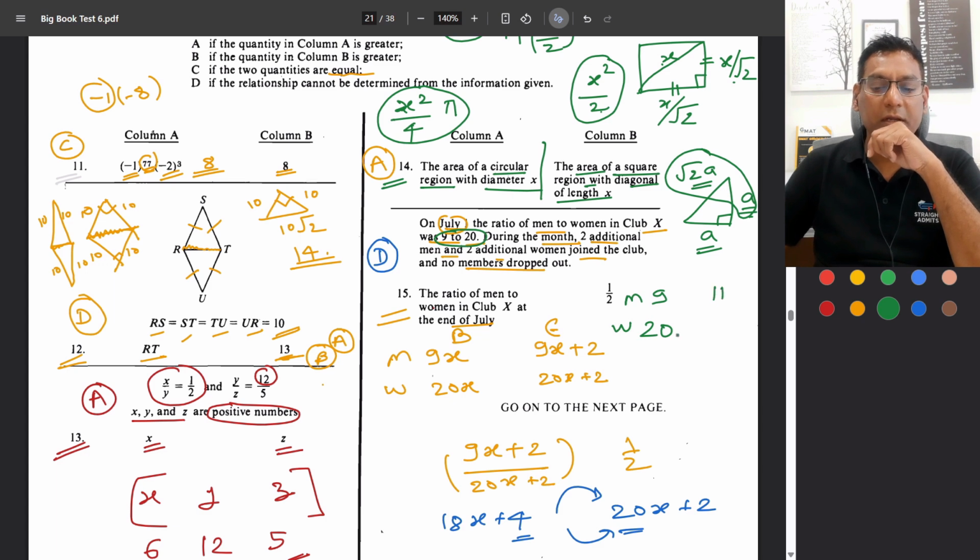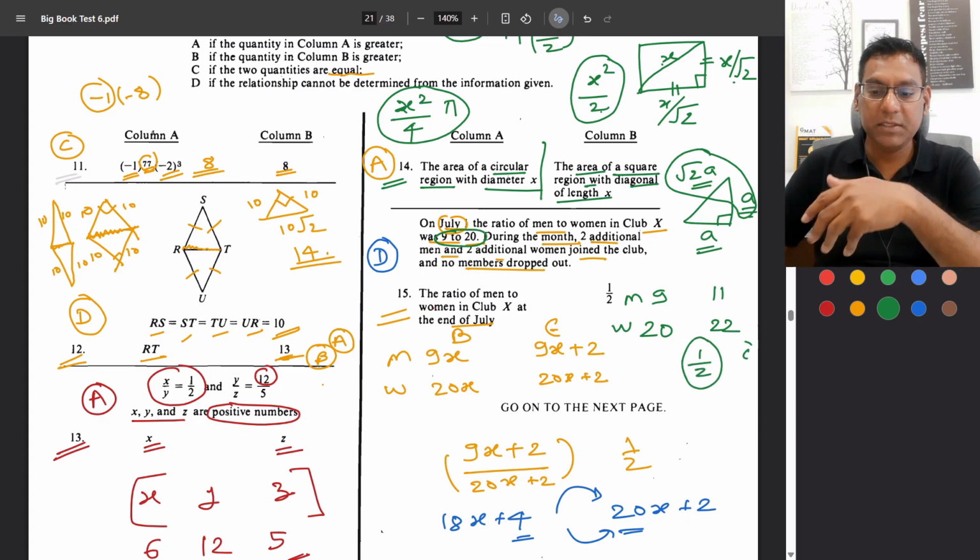2 joined, so I got 11. 2 women joined, I got 22. The ratio actually was 1 by 2 in that case. Answer would have been C, right?